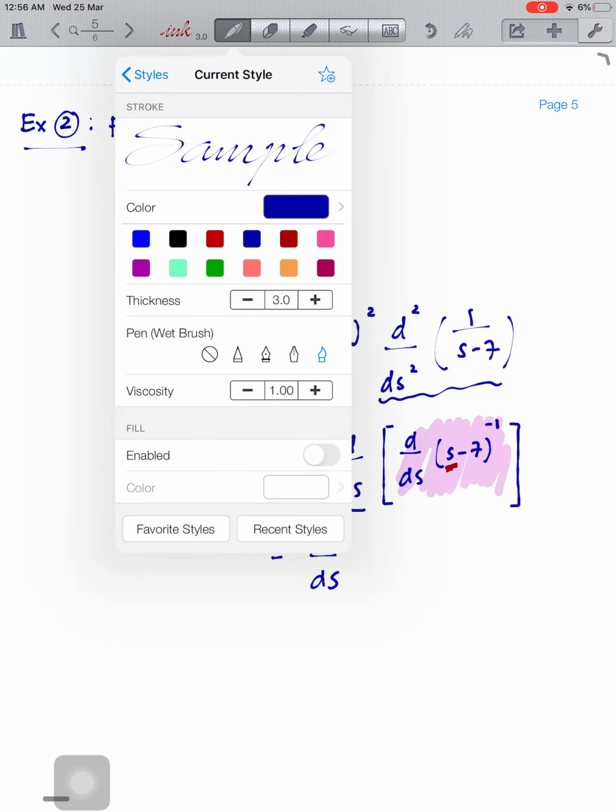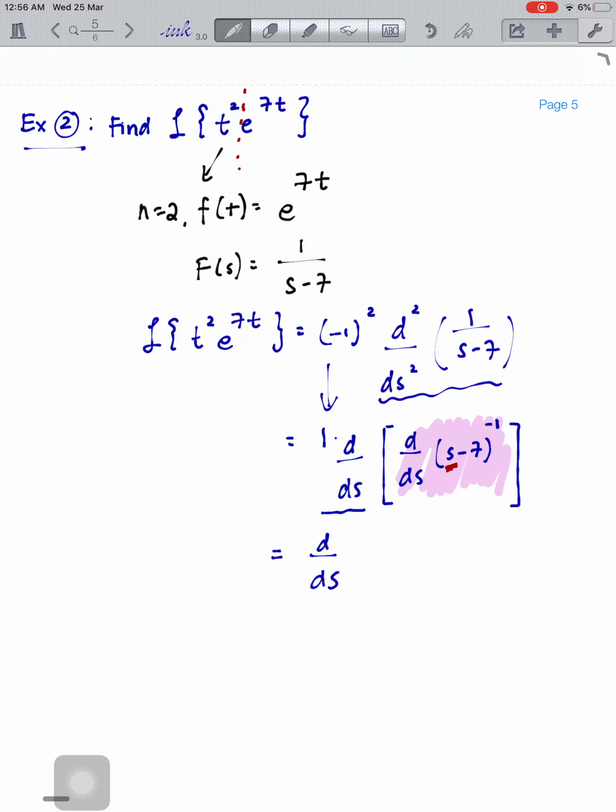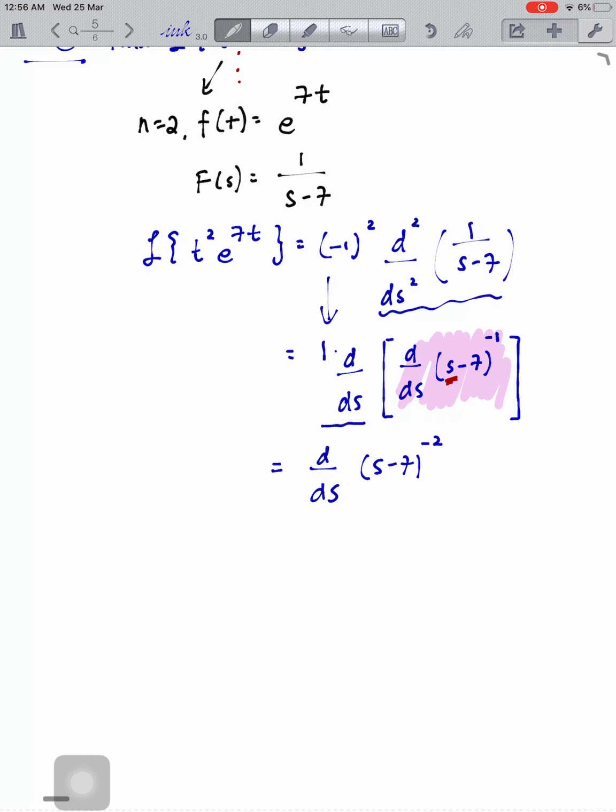Alright, so when I differentiate this, because there is only one s, I'll end up with s minus 7 to the power of negative 2 multiplied by 1. So that will be the outcome. And then I have to differentiate this again. So again, I check how many s are there, still 1. So therefore, I don't have to use quotient or product rule. I can differentiate that directly, for which I'll get negative 2 multiplied by s minus 7 to the power of negative 3 multiplied by 1. And of course, if I simplify this, I'll end up with a negative 2 over s minus 7 to the power of 3. So that will be the outcome.